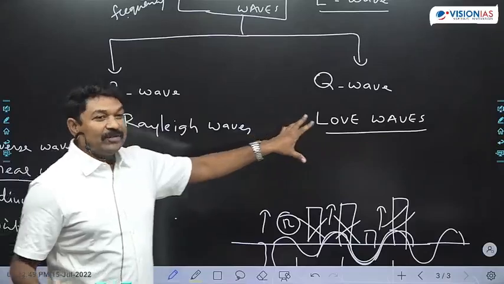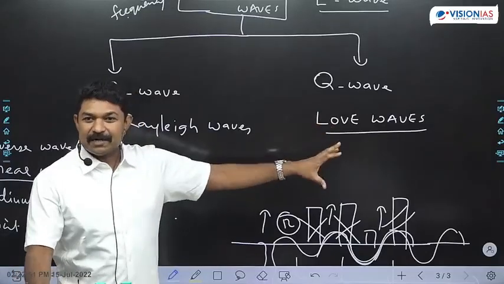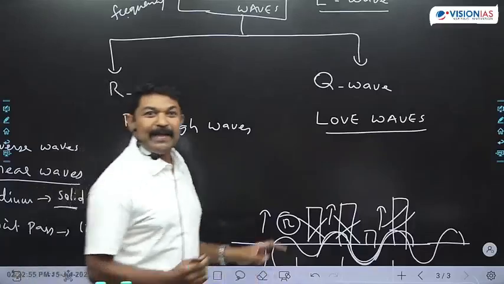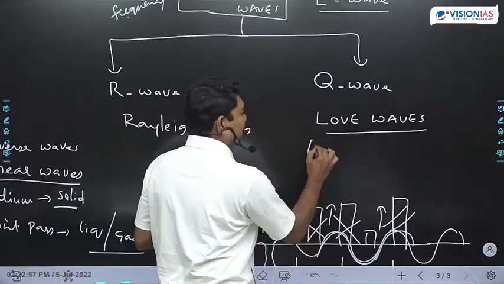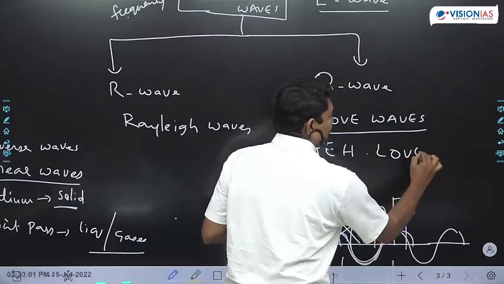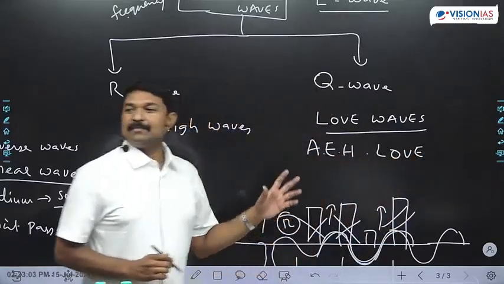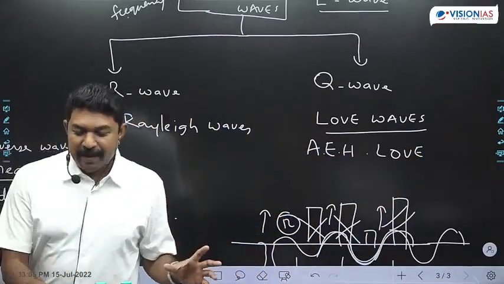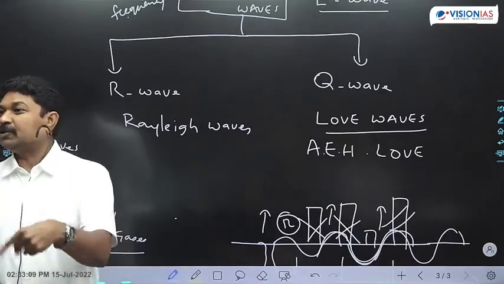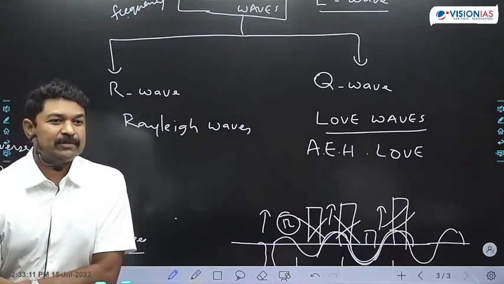These waves which are highly destructive are called love waves because they were discovered by a very great mathematician by the name Mr. A.E.H. Love. Got the point? They were discovered by a very great mathematician, Mr. A.E.H. Love, and so the waves are called love waves.